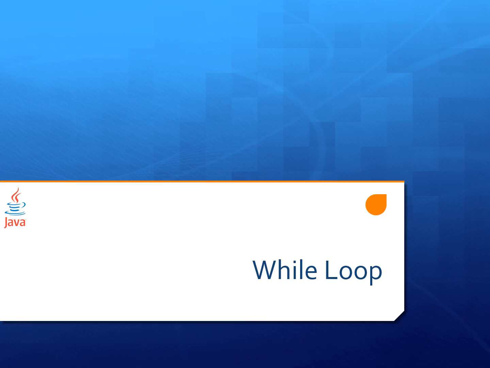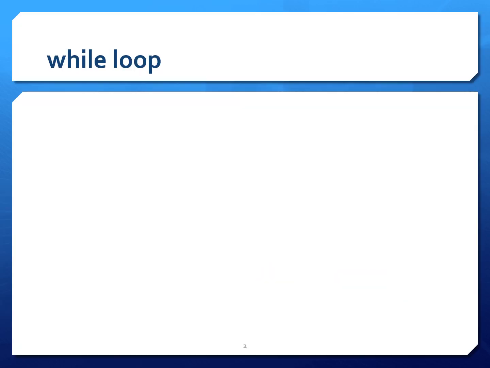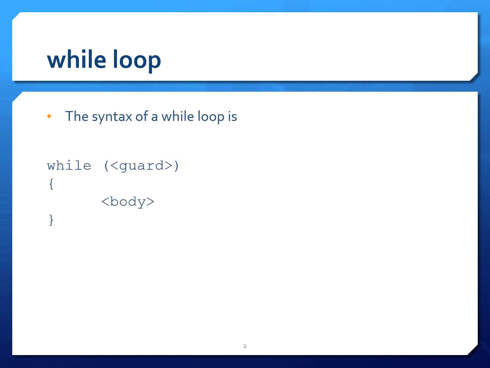In this lesson, we will learn how to use a while loop for repetition. A while loop is another form of loop. It is simpler than a for loop, with only a guard and a body.